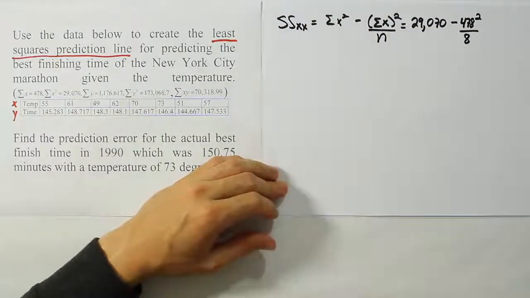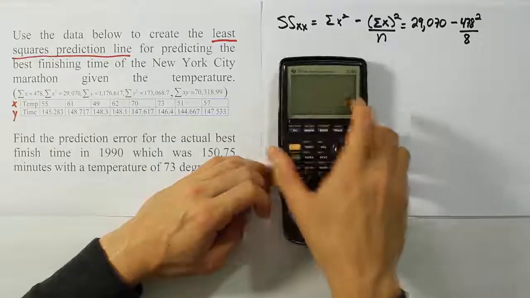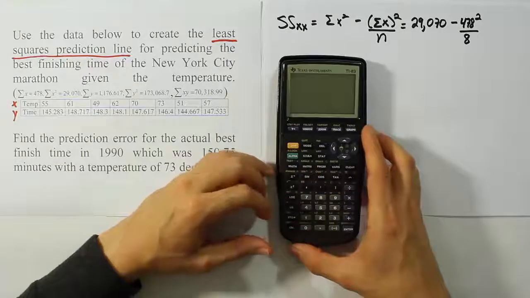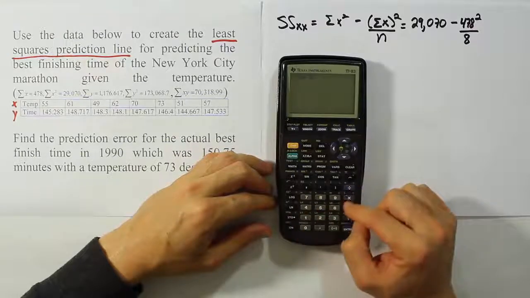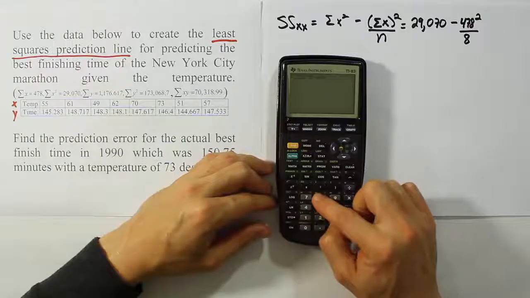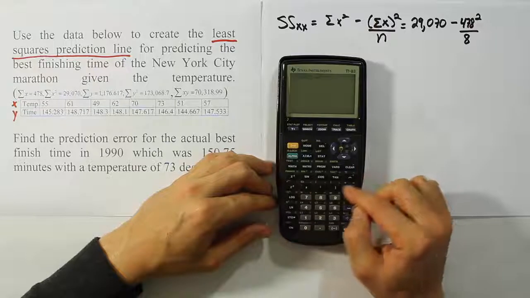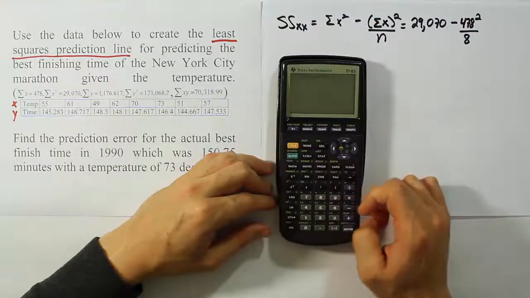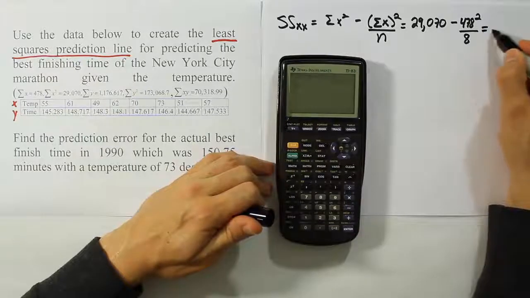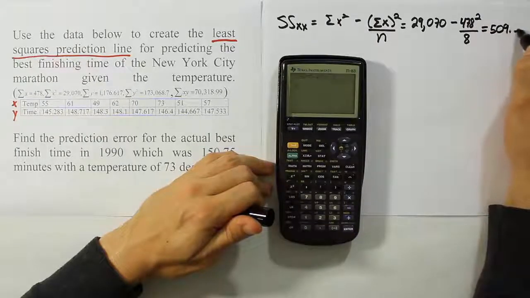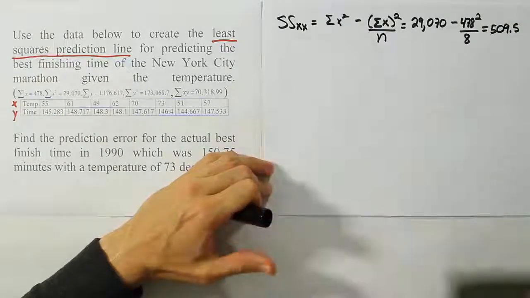Okay, so let's plug that information into our calculator and see what we come up with as our answer. So we're going to have 29,070 minus 478 squared divided by 8. And when we do that, we get the answer 509.5. All right, so that's the sum of squares for our x values.